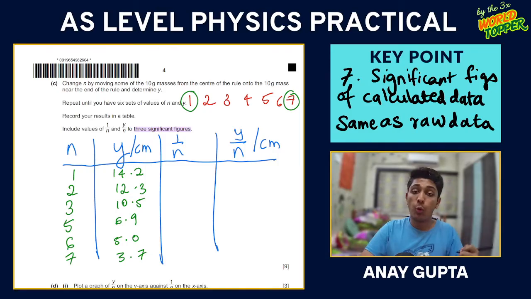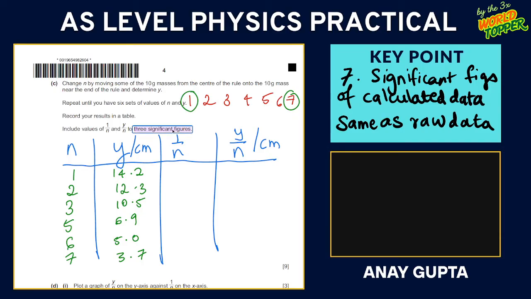Now, what do I mean by this? So if you notice, our raw data is basically measured data. Okay, so in what I have measured, the highest number of significant figures is for y, that is 3, right? The significant figures for 14.2 is 3. That means all my calculated values must be at least 3 significant figures.